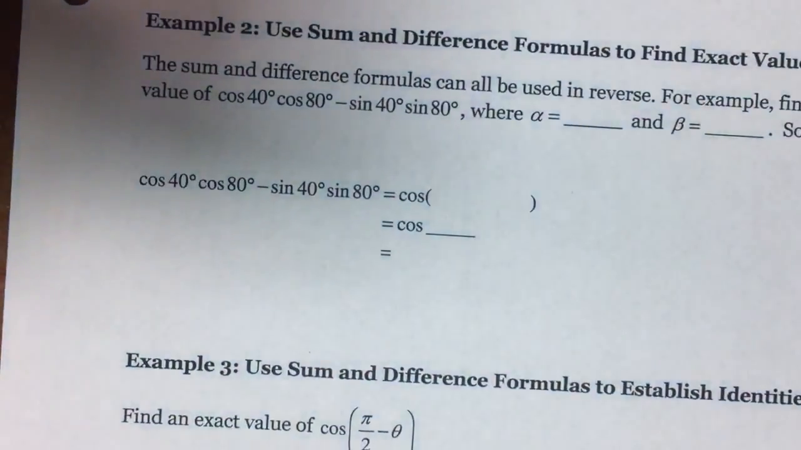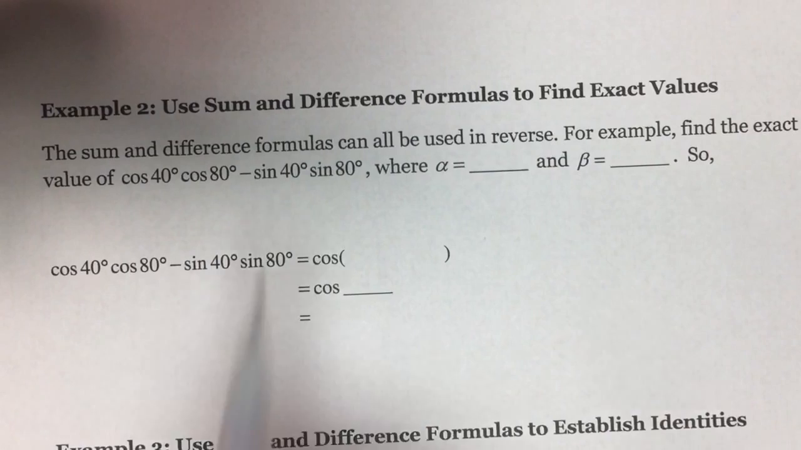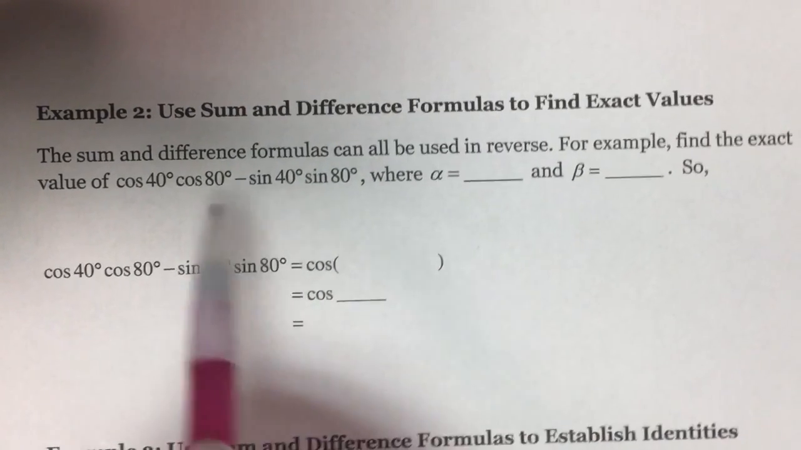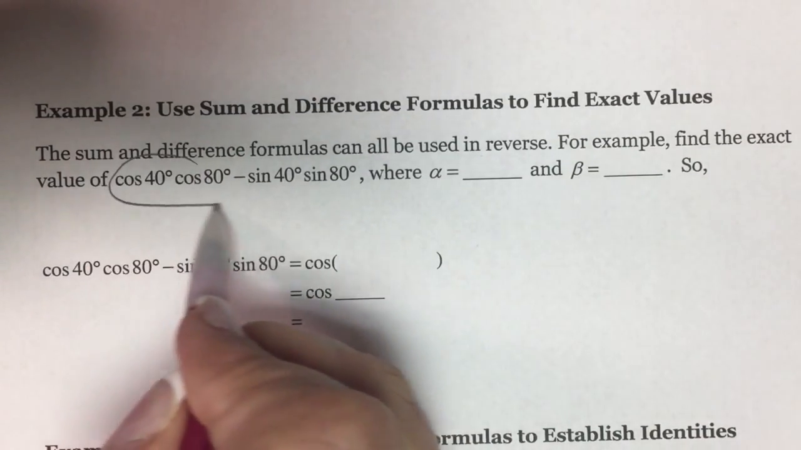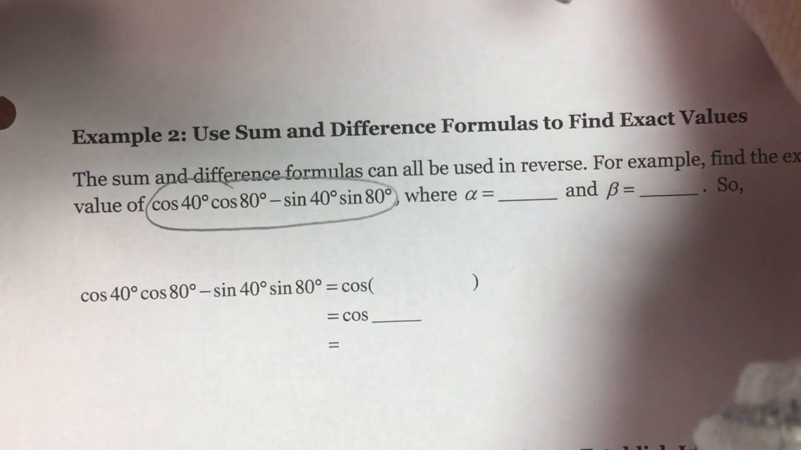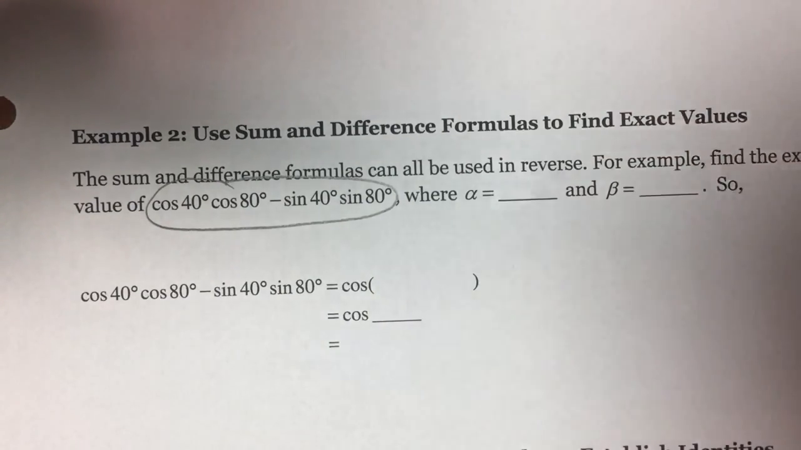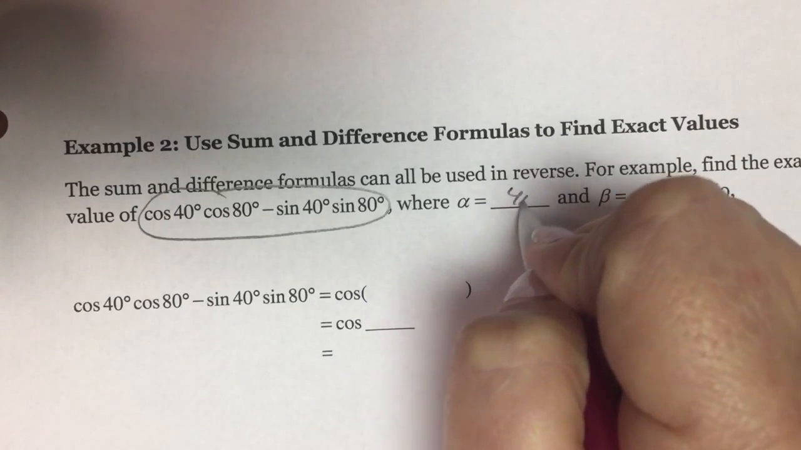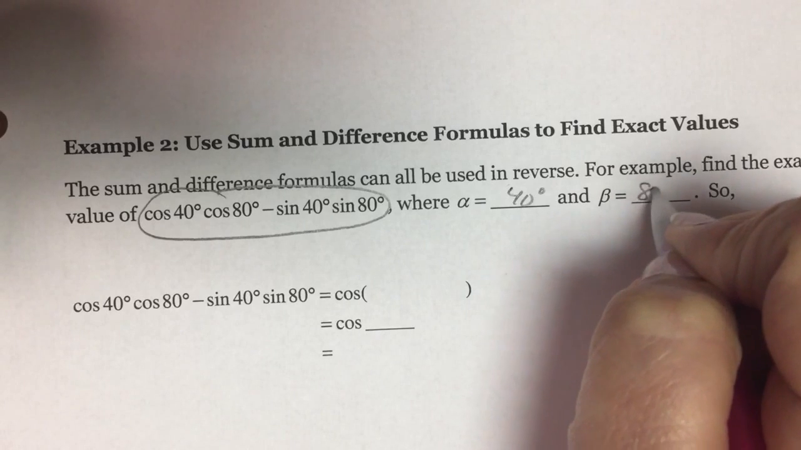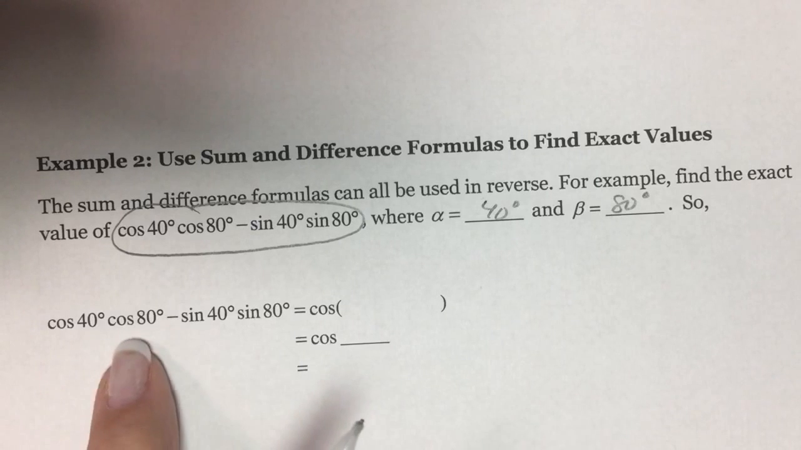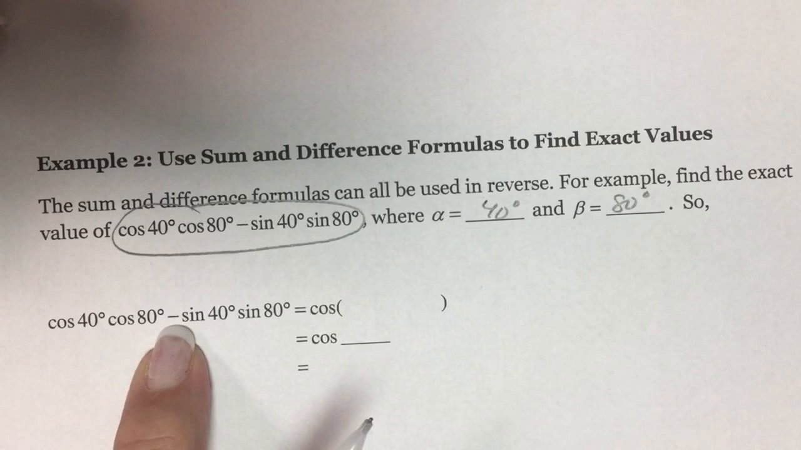So let's go backwards for this example. It says the sum and difference formulas can also be used in reverse. For example, find the exact value of this expression right here. Well, you have to go back to your sum and difference and figure out which one it follows. Well, I know my alpha is 40 and my beta is 80, so that's helpful because those are my two angles.